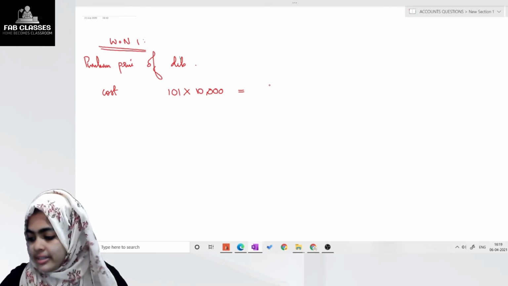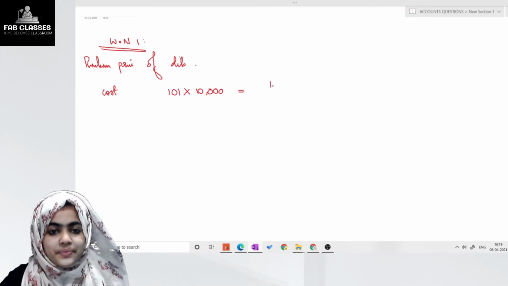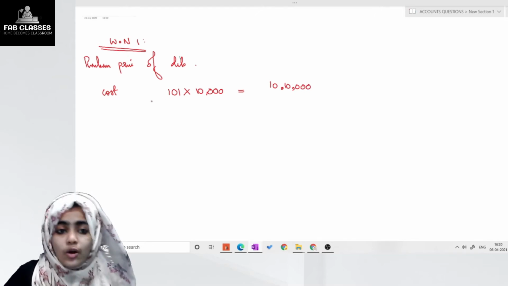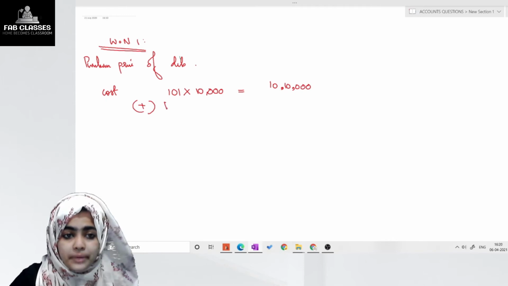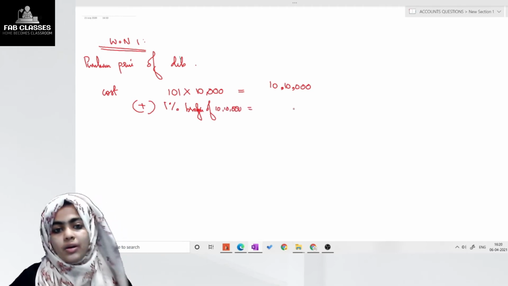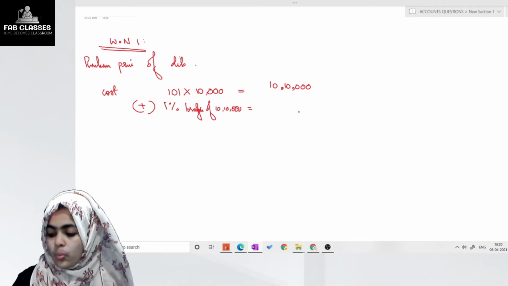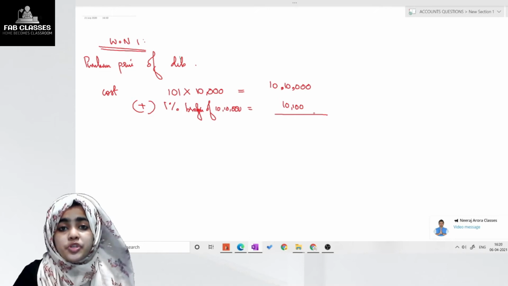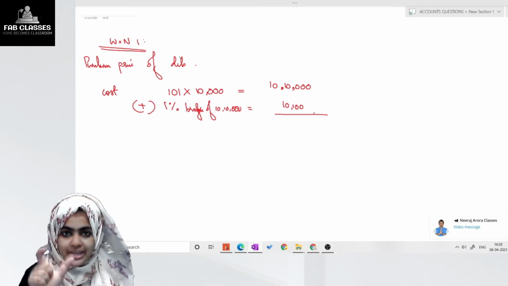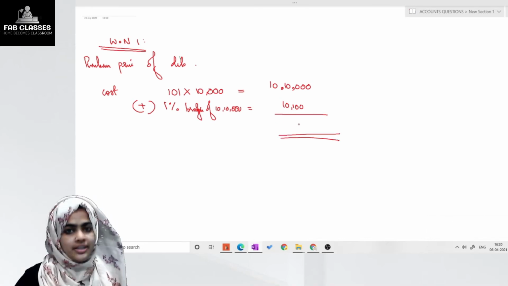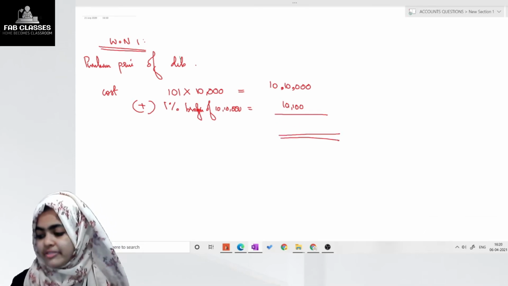is 10 lakh 10,000. This is the cost of the debenture, and along with that we are also paying 1% brokerage of 10,10,000, that is 10,100, and this is the X interest price. In that sense, this 101 X interest price does not include the interest, so we are not required to separate the interest from this price. So this is the cost at which we are going to purchase.